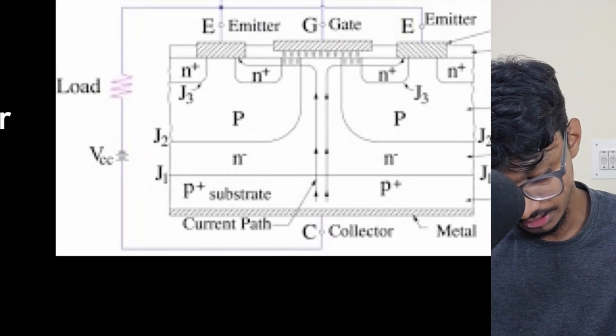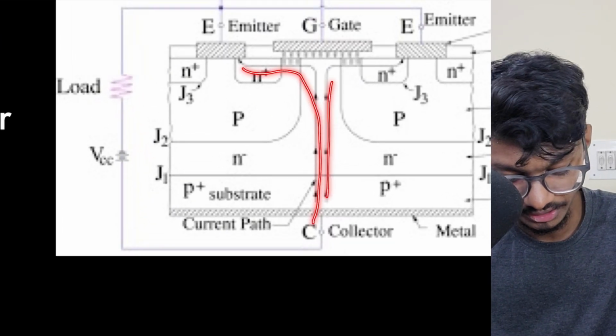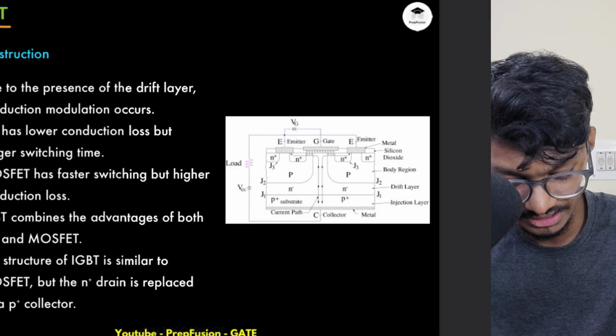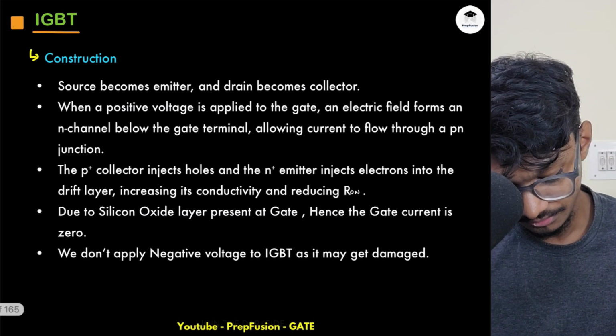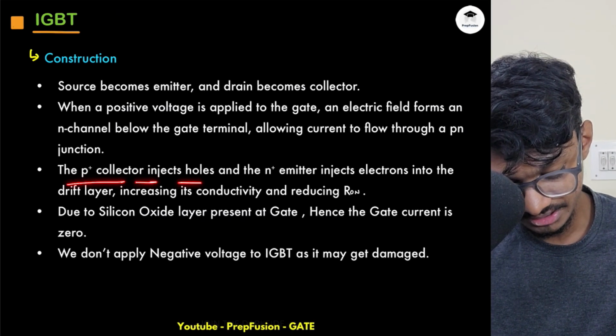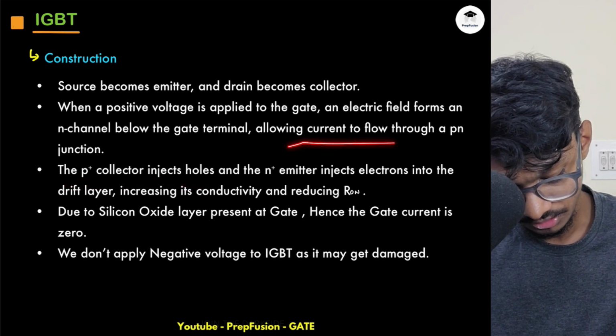They have also shown the direction of current, right? This is the direction of current. It will flow through the PN junction. Next, the P plus collector injects... this is allowing current to flow through the PN junction.